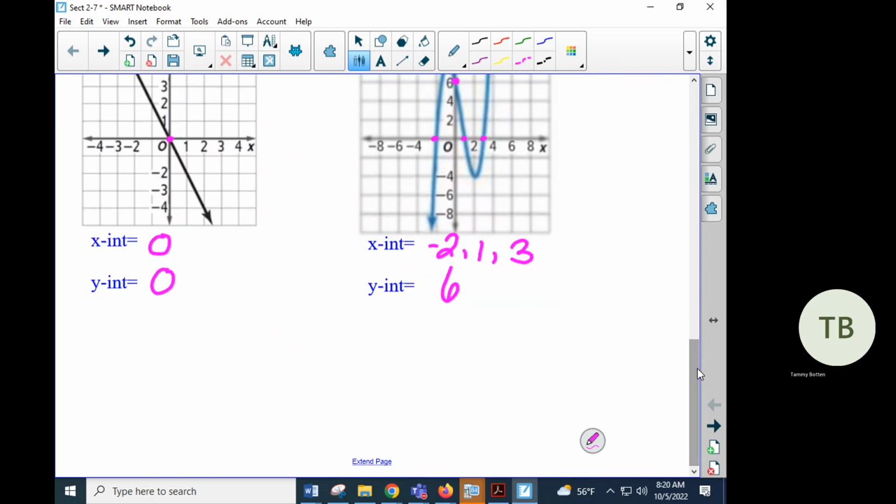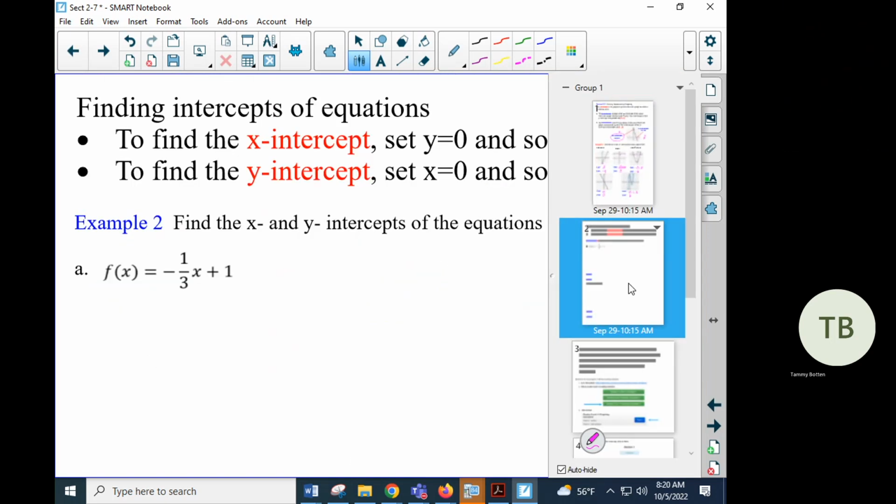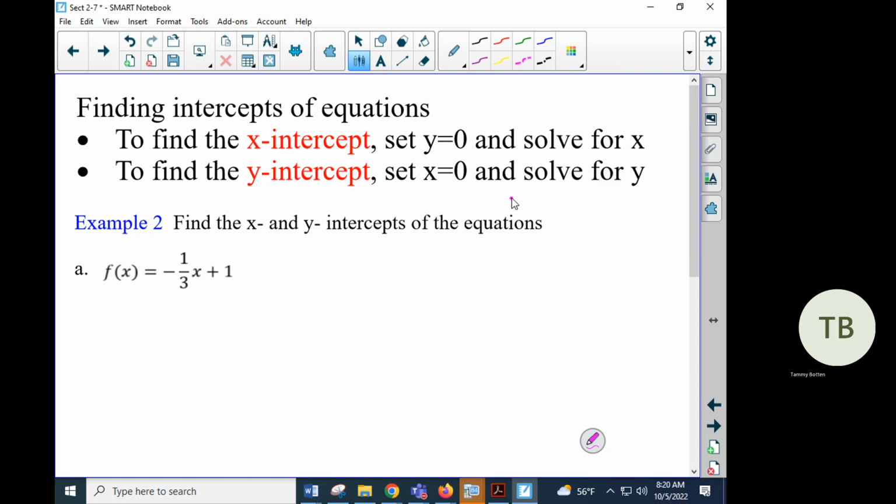Okay. So now we're going to look at what happens if they give us an equation and ask us to find the x-intercept or the y-intercept. Now, this is the rules for that.